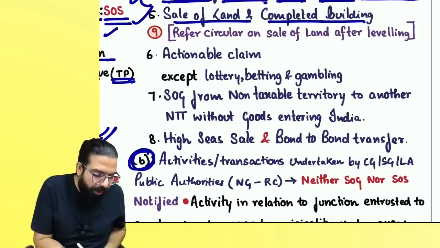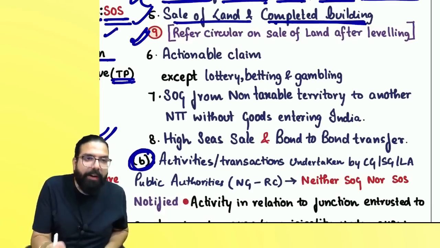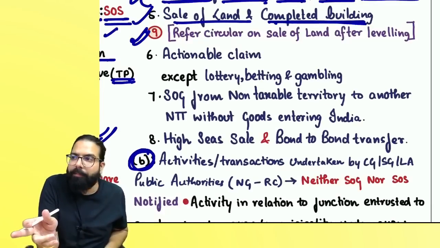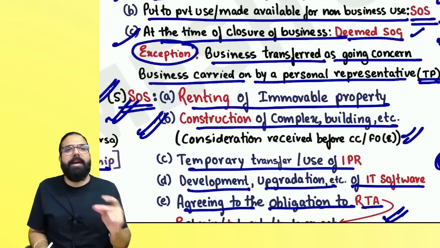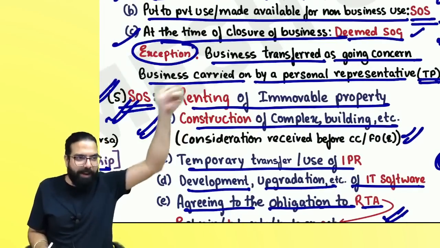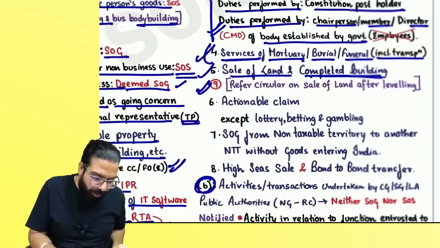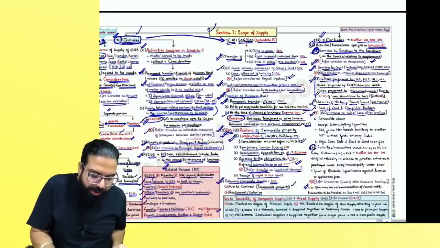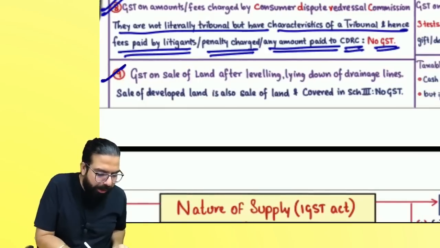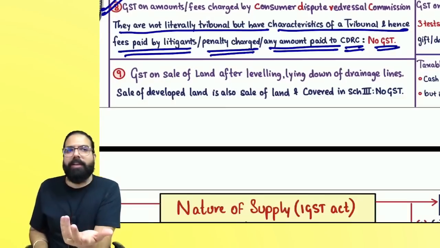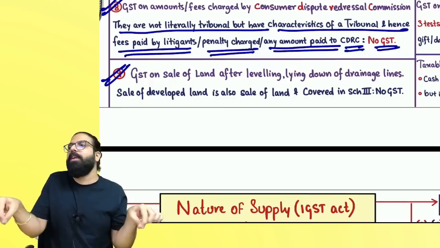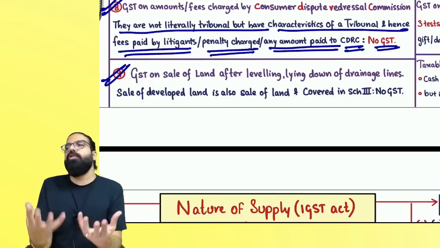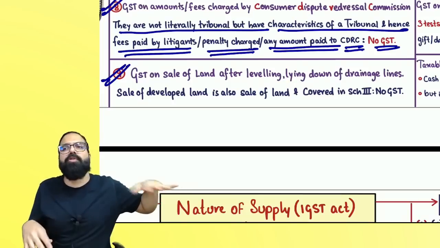If it is not a completed building and you sell, the entire contract will come under construction, supply of service. Entire contract with GST will come. When registering, stamp duty also will come. Everyone over here. Refer a circular on sale of land after leveling. I have told you whether you sell land, that is also neither supply of goods nor supply of service. Leveled land, cutting out plots, etc., laying down the drainage pipeline and selling it, then also it's a sale of land and neither supply of goods nor supply of service.